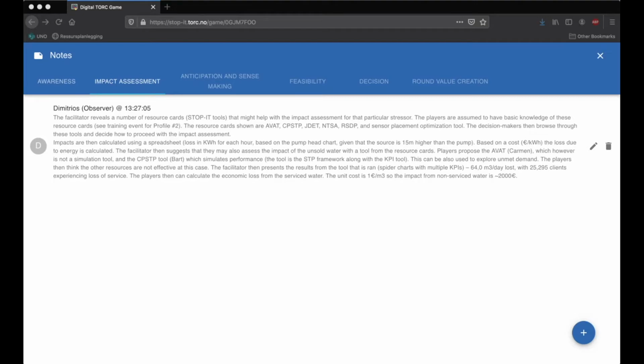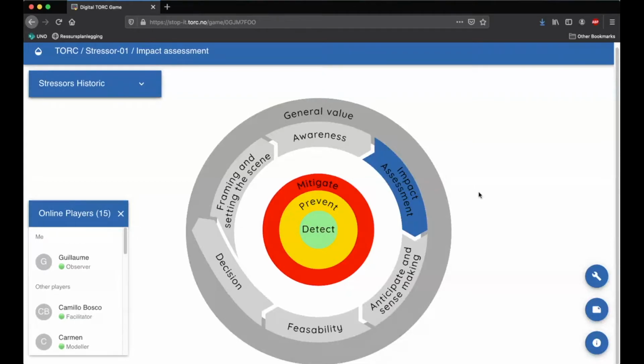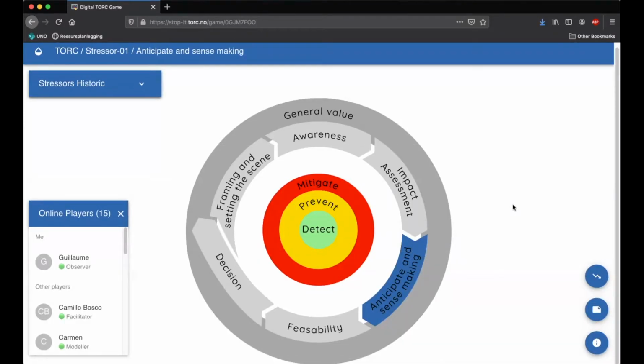Exactly. Yes, so basically we know that our stressor is provoking around 3,000 euro per month. So now that we know these impacts, we can move forward to the anticipation and sense making, trying to choose some options to prevent this from happening in the future, because now we would like to find some measure that could be useful in reducing the risk if the stressor happens in the future, by preventing it, mitigating the consequences, and so on.